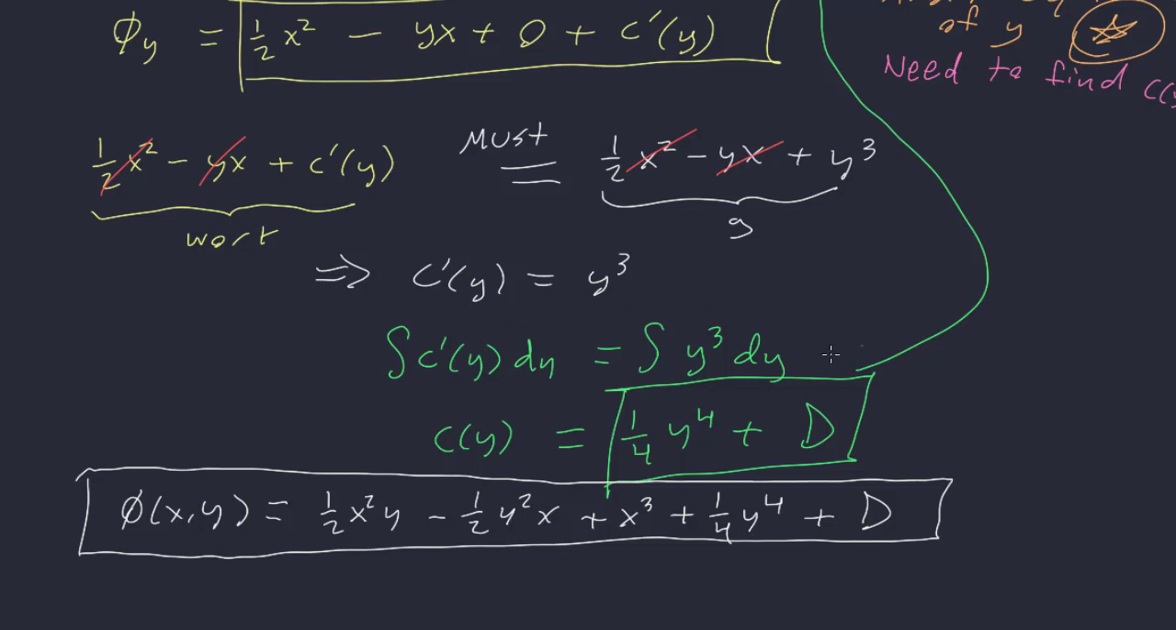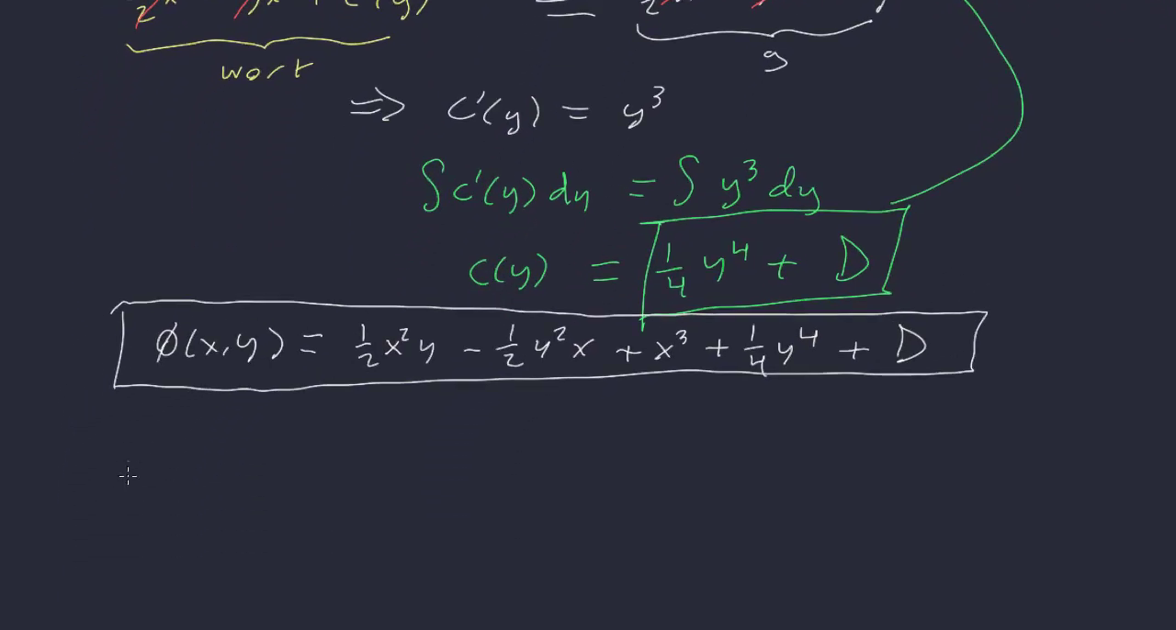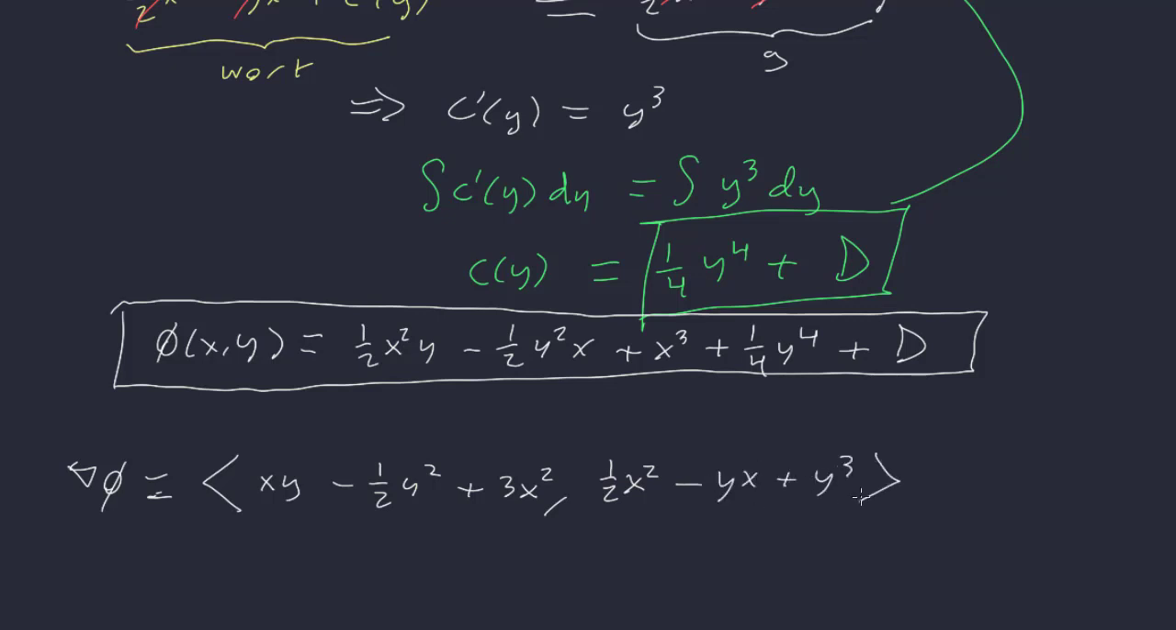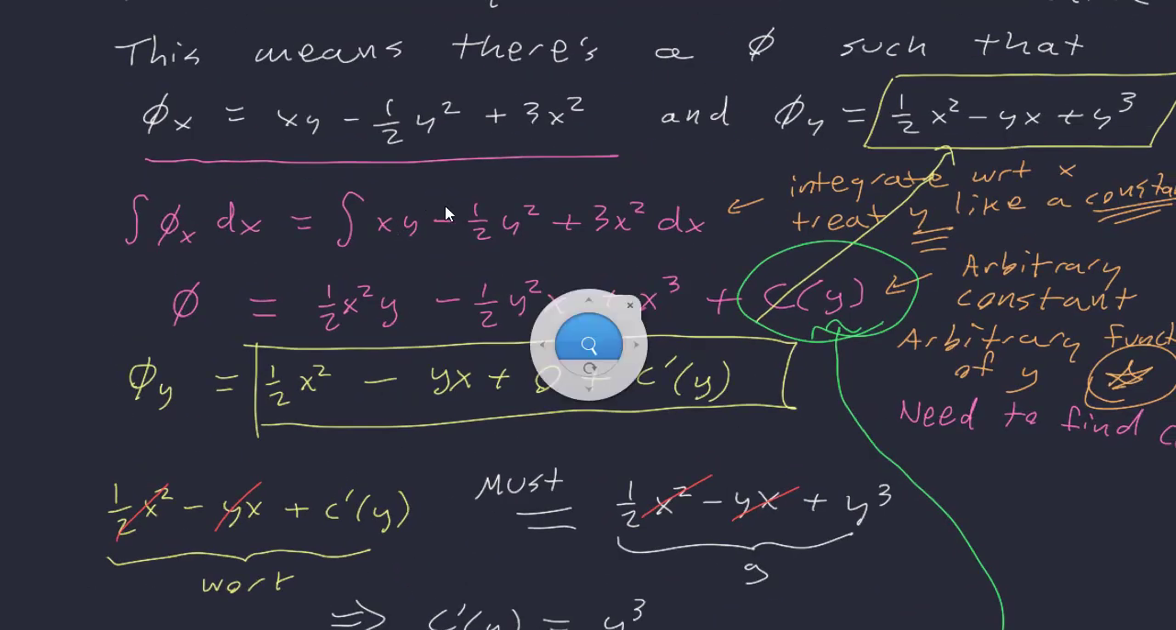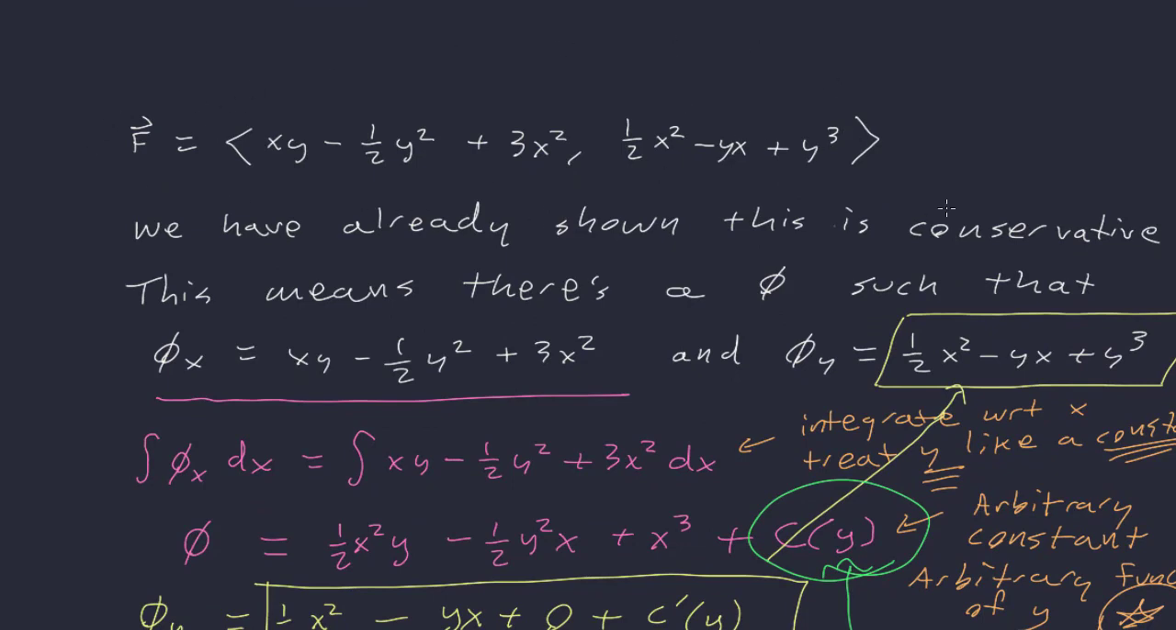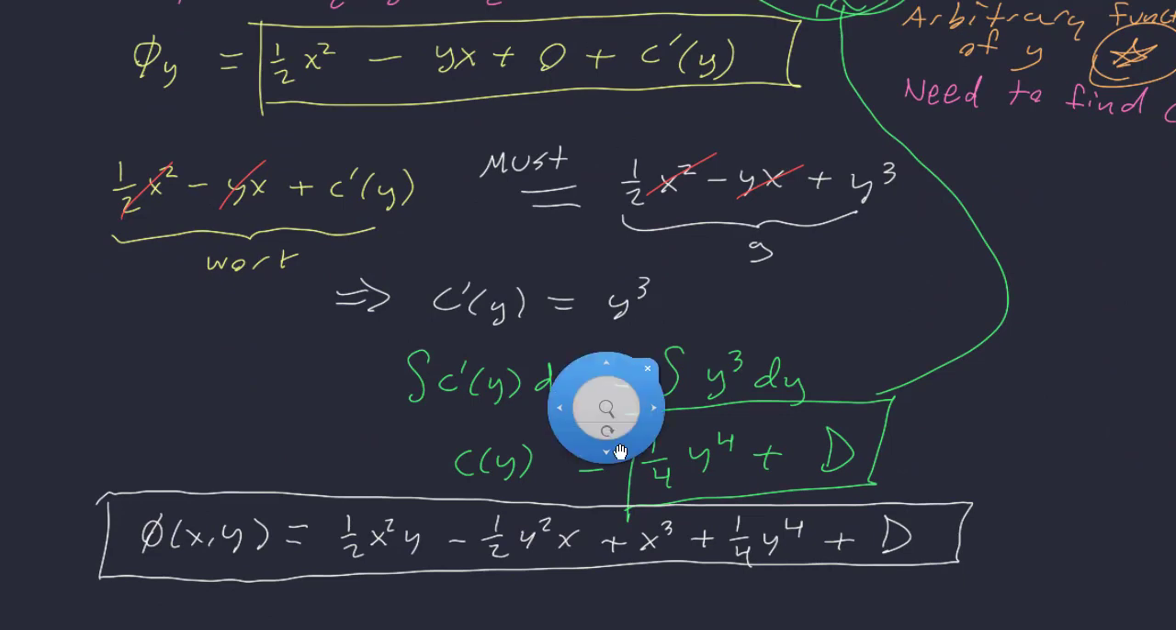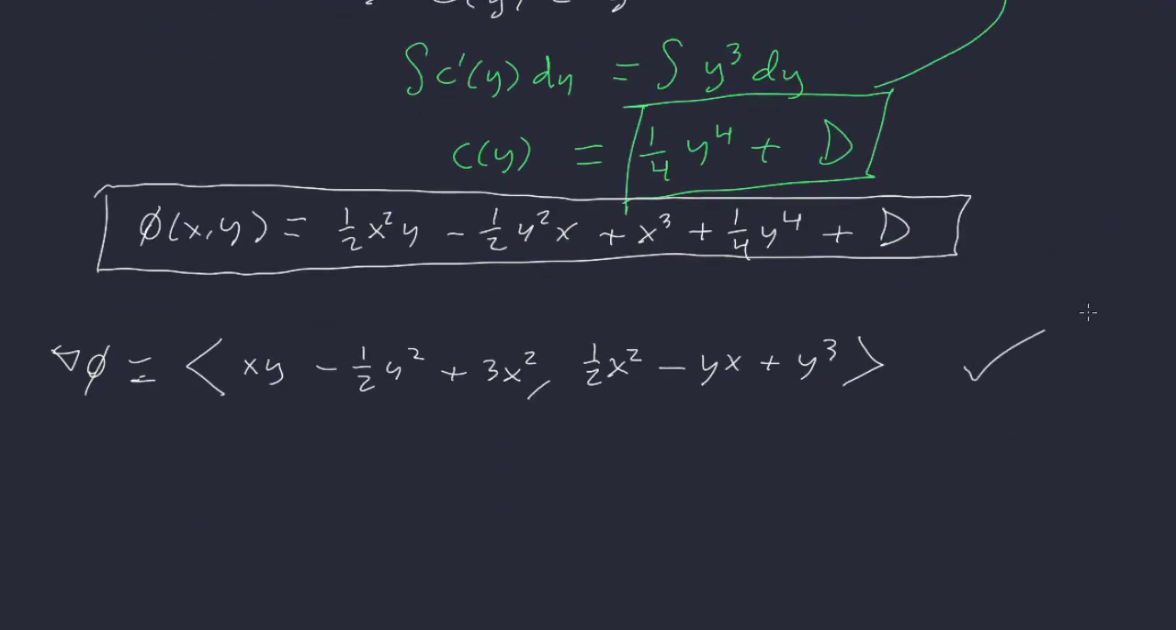Okay. Now, that may seem like quite a bit of work, and so I'll go through another example here because it can be kind of hairy. But if I check this by taking the gradient, well, phi sub x will be x y here, minus 1/2 y squared plus 3x squared. And then phi sub y will be 1/2 x squared minus yx plus y cubed, which, if we go back and check, that's our original f. Okay, so that aligns.